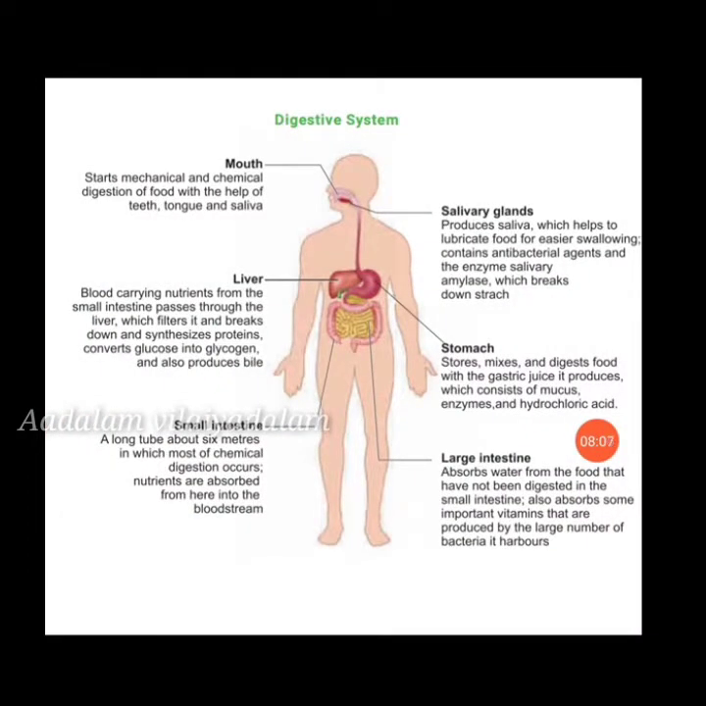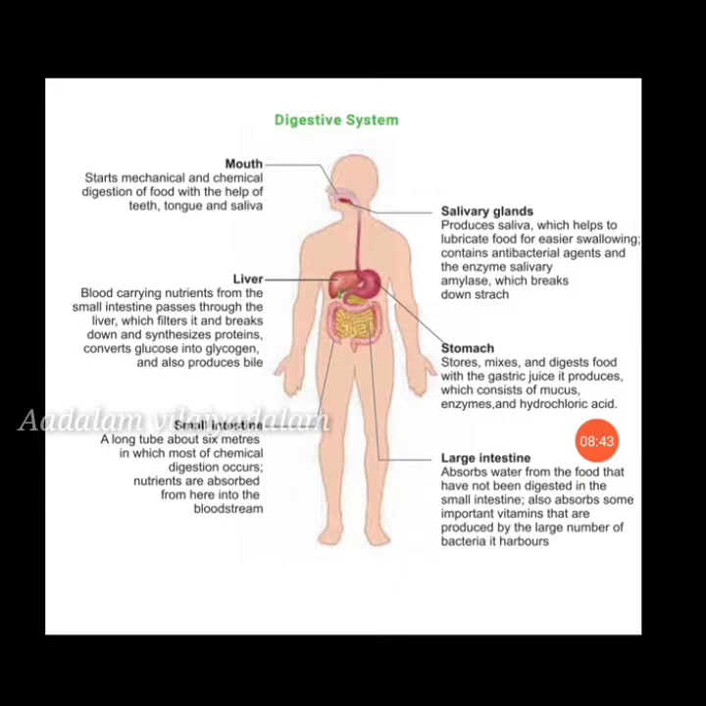First one, mouth, starts the mechanical and chemical digestion of food with the help of teeth, tongue and saliva. Second one, salivary glands, produce saliva, which lubricates food for easier swallowing. It contains antibacterial agents and the enzyme salivary amylase, which breaks down starch. Next, third one, stomach. It stores, mixes and digests food with the gastric juices it produces, which consist of mucus, enzymes and hydrochloric acid.